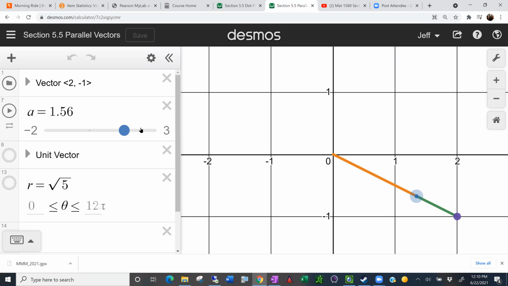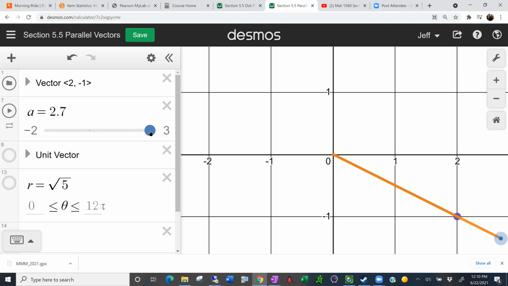Now, I can go past this like this, or I can go a little bit short of it, or I can just equal it. Doesn't matter. But what does matter, what I want to get across, is that these are all parallel vectors. No matter where I move this cursor, these vectors are parallel. They point in the same direction.